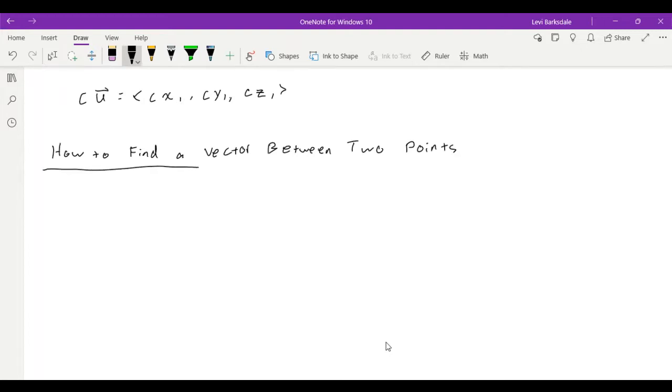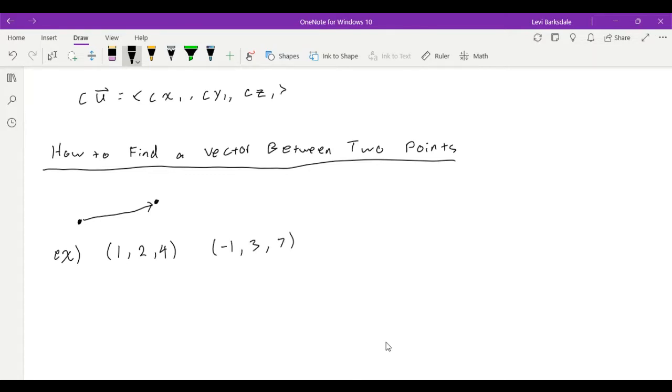So vectors have magnitude and direction, which means we can almost use them as a way to point from one spot to another. So if I have a point here and a point here, I can find a vector starting at one point and going to the other point. So let's actually just do an example, since I think that's probably the easiest way to figure it out. If I have the points (1, 2, 4) and (-1, 3, 7), and I want to find a vector from (1, 2, 4) to (-1, 3, 7), I can do that.